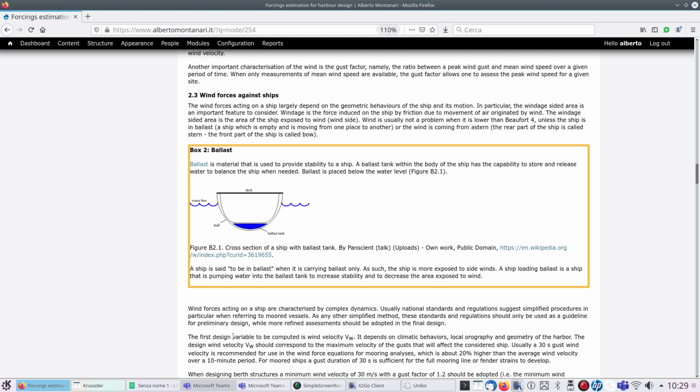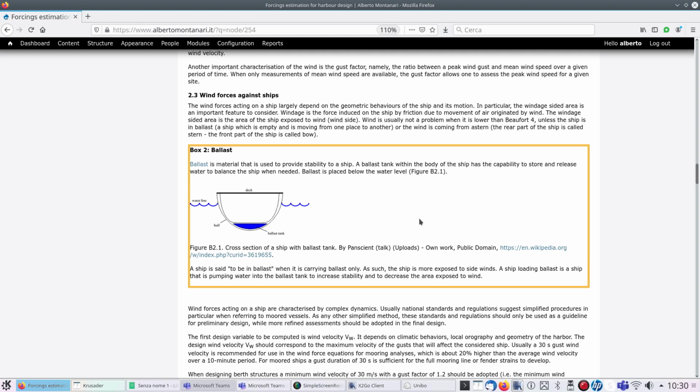Also, I wanted to put this box defining what the ballast is. The ballast is a kind of additional weight that can be loaded or unloaded by storing and releasing water into a tank in the ship. So when the ship stores more water, it is increasing its ballast, and the reason is to increase stability. We say that a ship is in ballast when it is empty of goods and passengers and is only loading the ballast. A ship in ballast is more exposed to winds because the waterline is placed at a lower level if you look at the body of the ship.